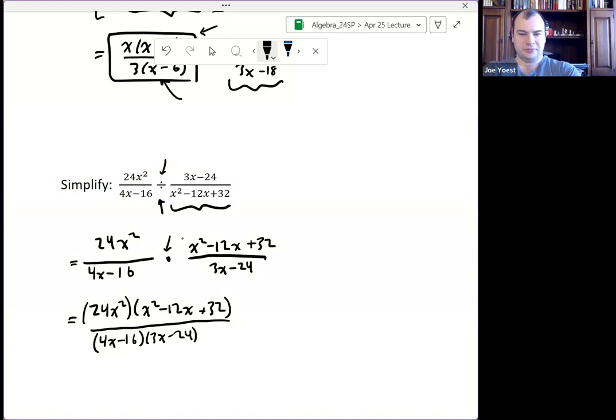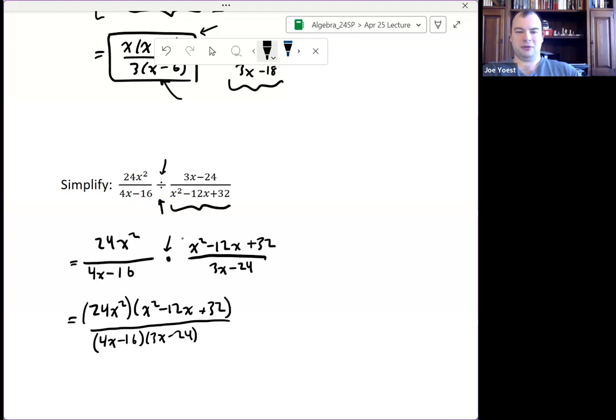And again, I look at this and I say, okay, what is my end goal? My end goal is to simplify. In order to simplify, I know that to simplify a fraction, I want to divide out common factors. Can I get common factors here? Right.